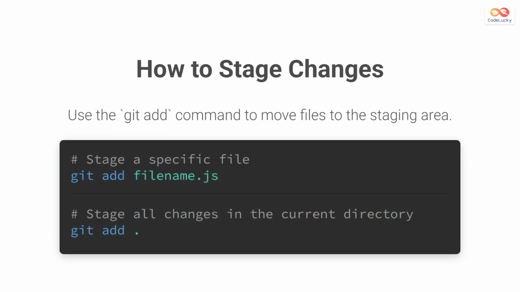To move your changes to the staging area, you use the git add command. If you want to stage a single file, you type git add and then the name of the file. If you want to stage all the changes you've made in your current directory, you can simply type git add followed by a period.